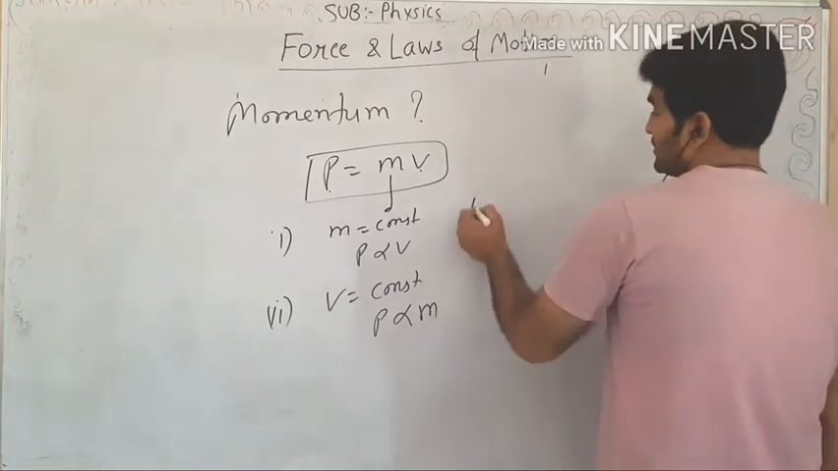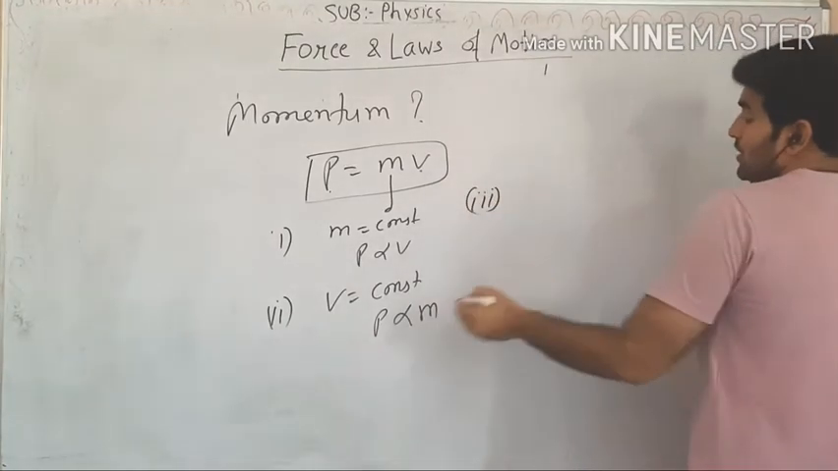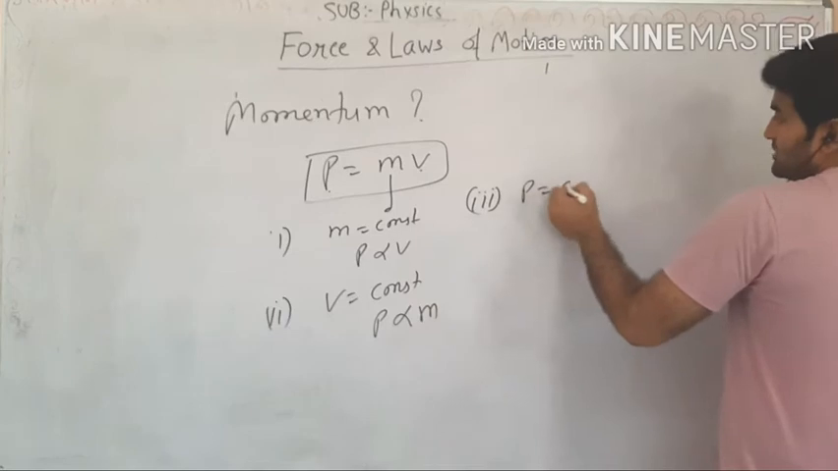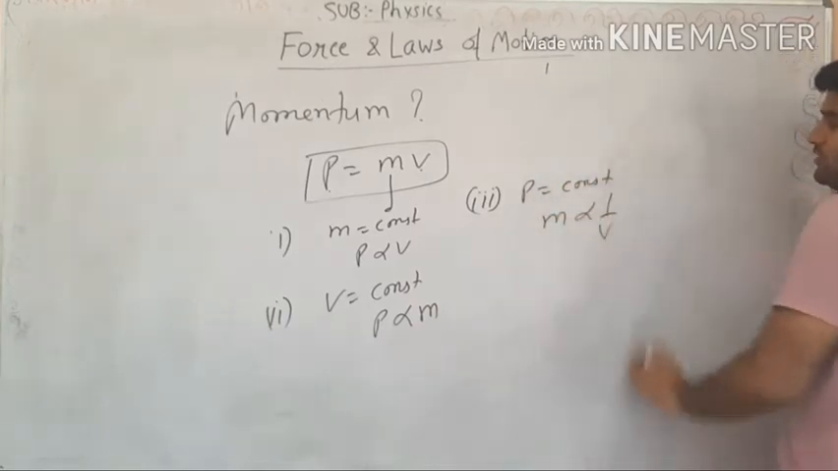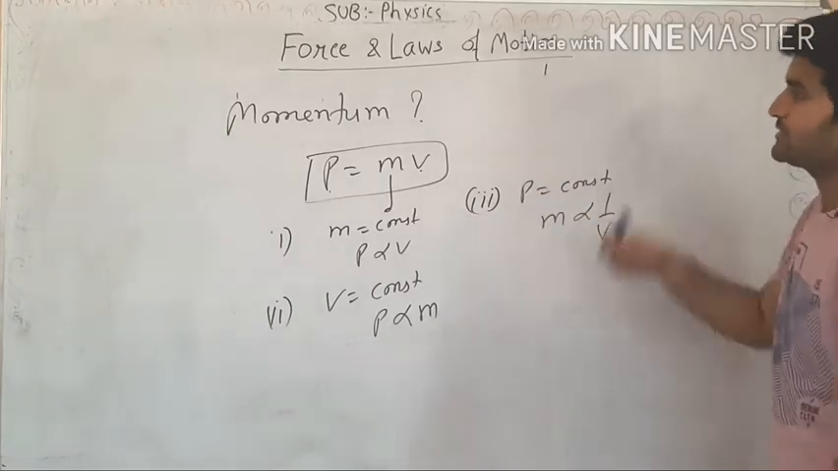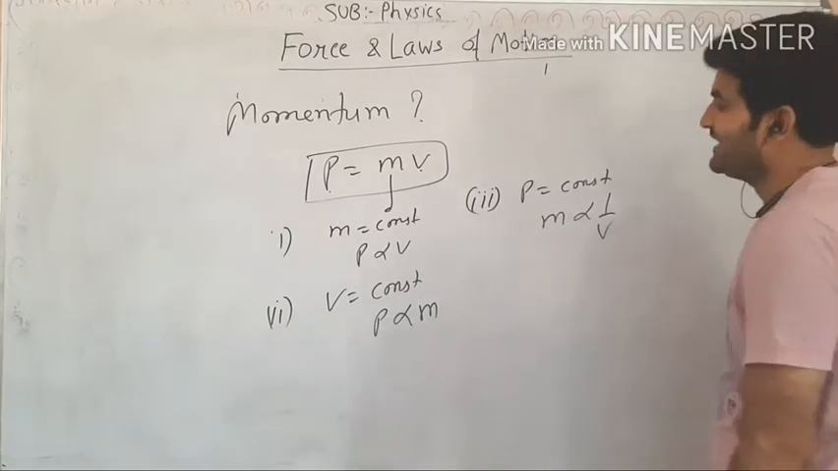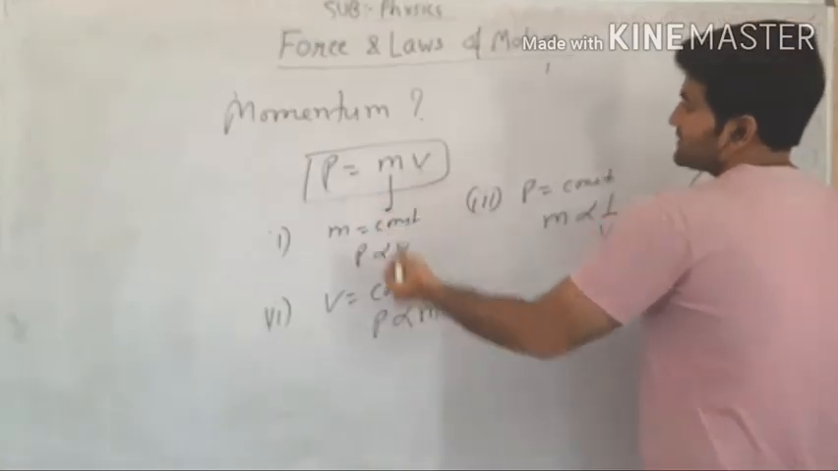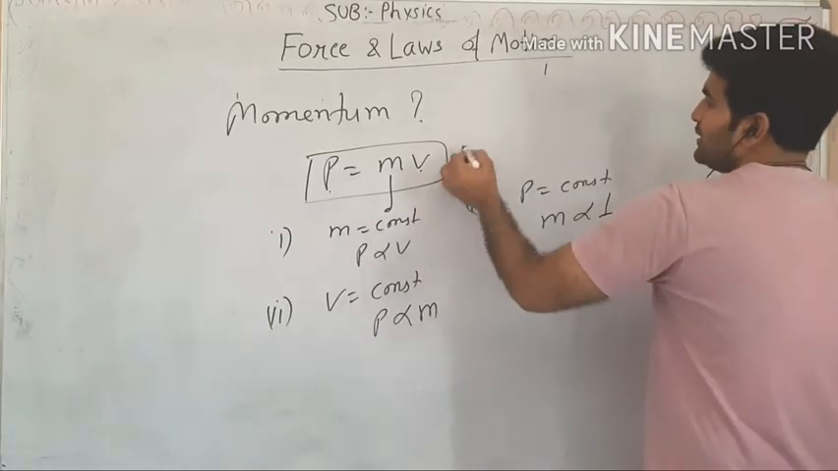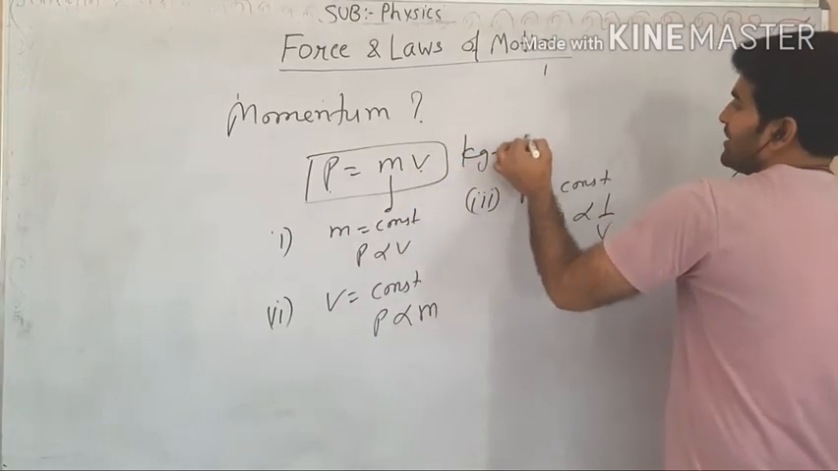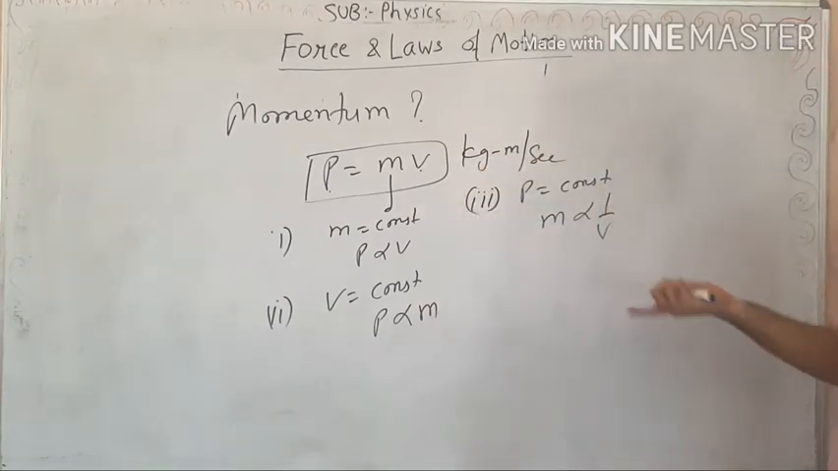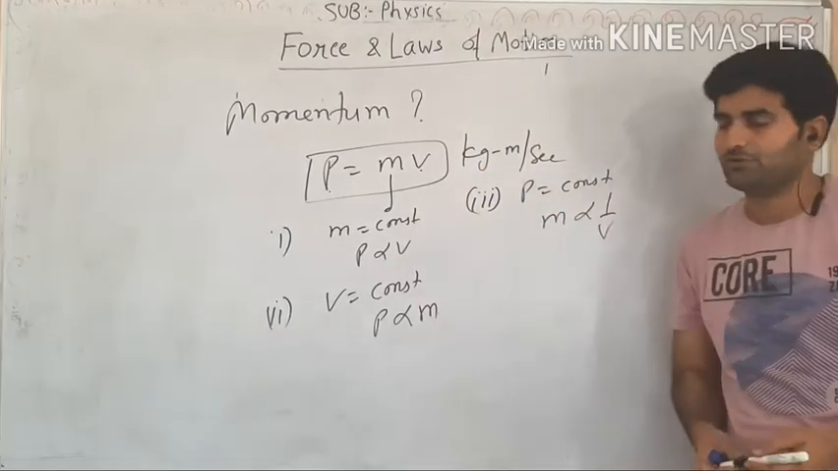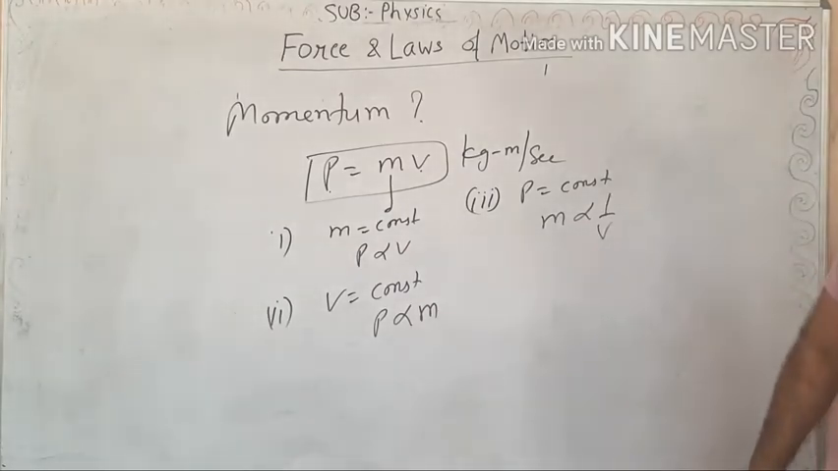Now we take another, third case. For example, if momentum is constant, then mass is inversely proportional to velocity. So this is the basic term momentum. If you talk about the SI unit, definitely it's a dimensional quantity. The SI unit is kilogram meter per second. There is also the CGS unit, gram centimeter per second. This is momentum.